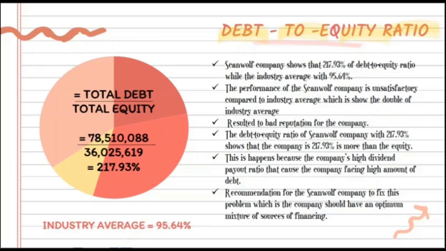This happened because of the company's high dividend payout ratio that caused the company to face a high amount of debt. The recommendation for the Scanwolf company to fix this problem is that the company should have an optimum mixture of sources of financing.